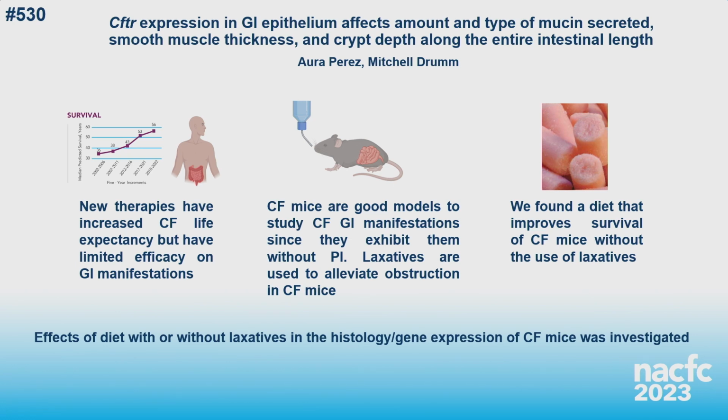Because the intestinal obstruction that we see in CF occurs in the later part of the intestine, research has been focused mainly on the ileum. And traditionally, laxatives like colyte have been used to alleviate that obstruction in our CF mice and improve survival. In our efforts to find a diet that was nutritionally complete for our CF mice, we found a diet that improved survival of the mice without the use of laxative. So we were interested in investigating why this diet did not require the use of laxative.